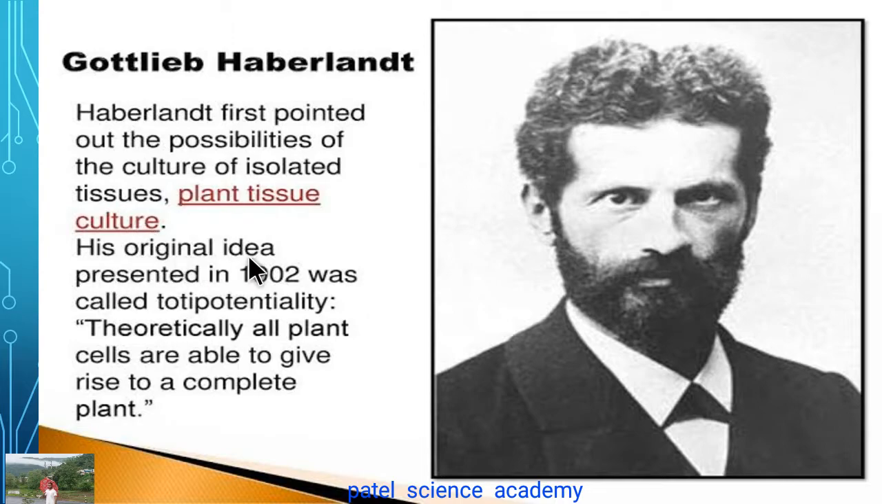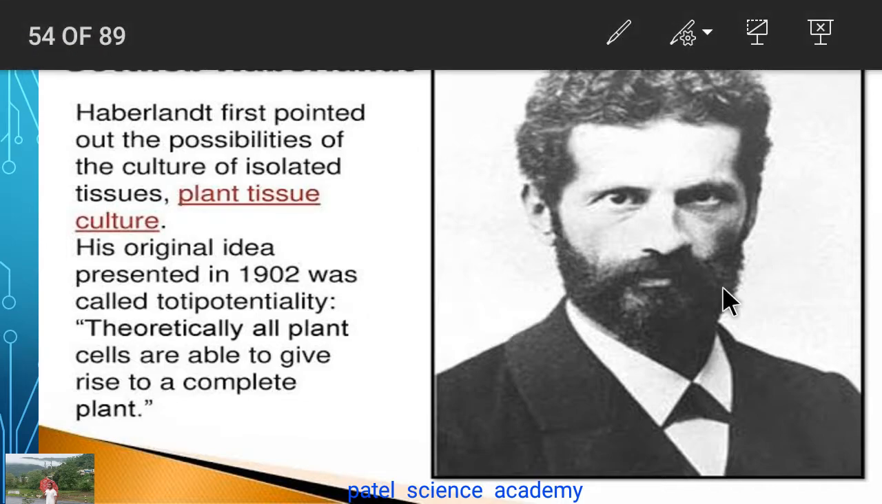His original idea, presented in 1902, was called totipotentiality. Theoretically, all plant cells are able to give rise to a complete plant. This is a very important thing: all the cells present in the plants can produce the whole plant. So this technique was conceived for the first time in 1902 by this man, Gottlieb Haberlandt.